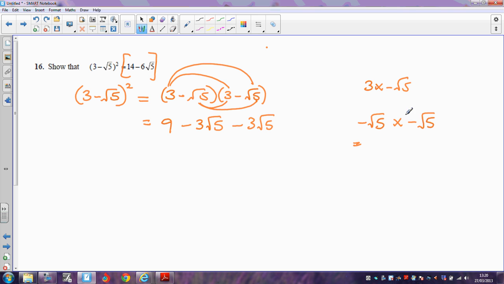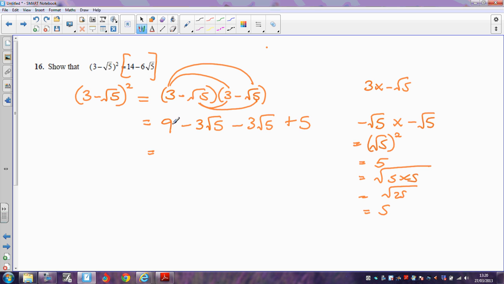Now, if I do a minus number times a minus number, it becomes positive. And the square root of 5 times the square root of 5, what you're actually doing there is the square root of 5 squared, which comes out as 5. Another way of thinking of that is you're doing the square root of 5 times 5, which is the square root of 25, which is again 5. So however you think of it, when you do these two multiplied together, you get plus 5.